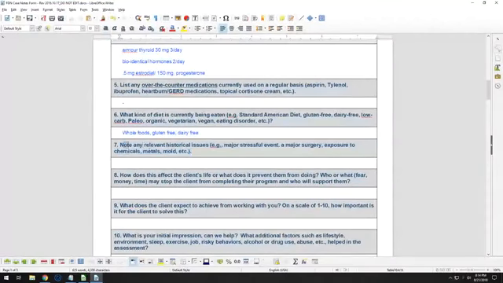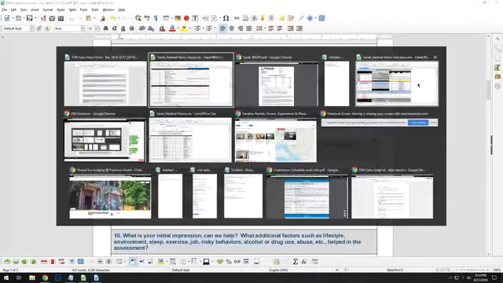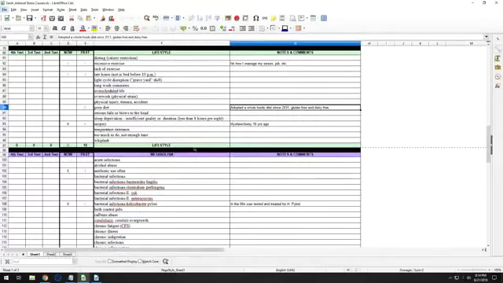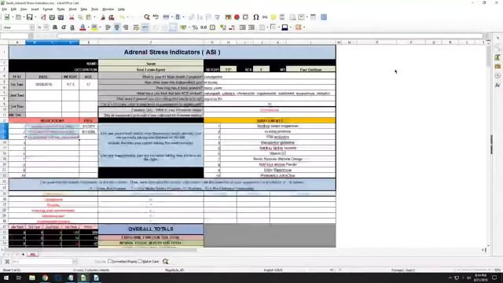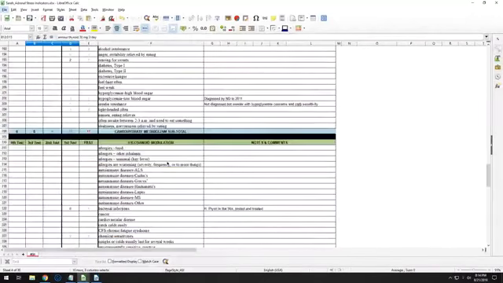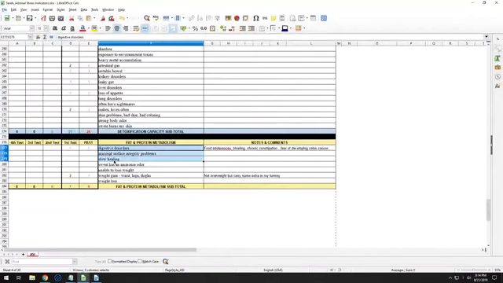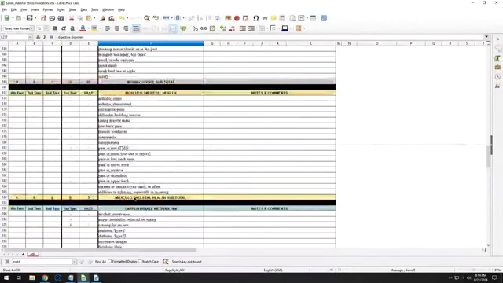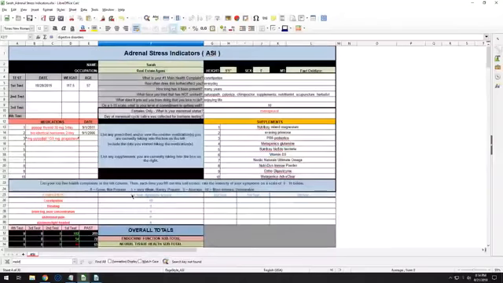Okay. Relevant historical issues: major surgery, she has a hysterectomy. Mold exposure is going to be noted on adrenal stress causes, which is right here. Oh, no, indicators at the bottom. Or we can just hit Control F, mold. I've already looked over this case, so I'm going a little fast because this can take a little bit of time.